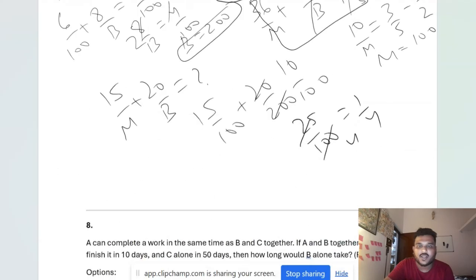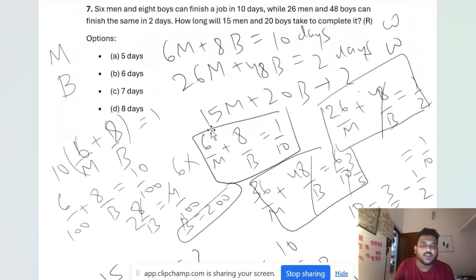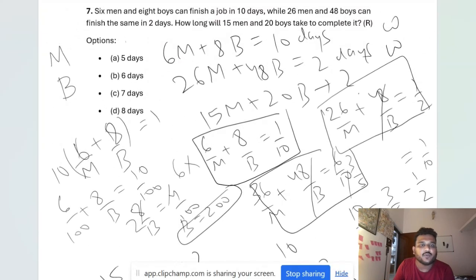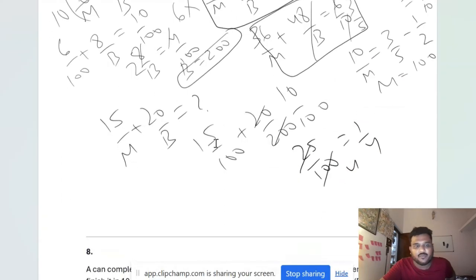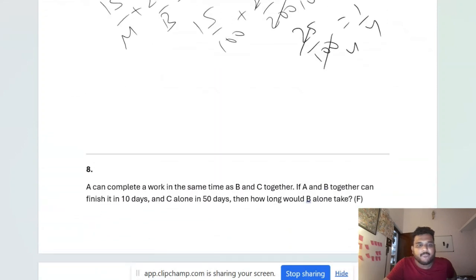What have we done again? Any silly mistake been done, or what? 10 by 100 plus 15 by 100 is 25 by 100. So we are sure the number of days it will take is 4 days, which is not in the options. But it's fine. You understand the concept, so the options are wrong. You can be very confident about it. Next, let's go ahead.